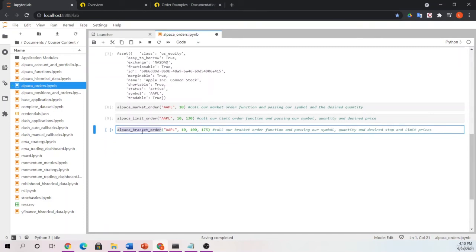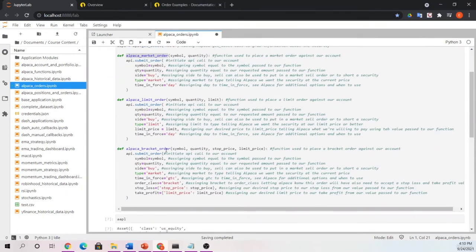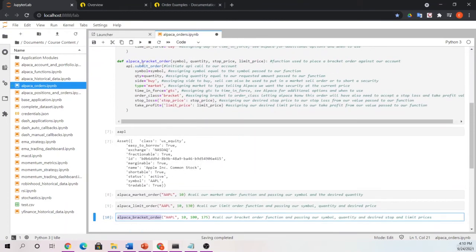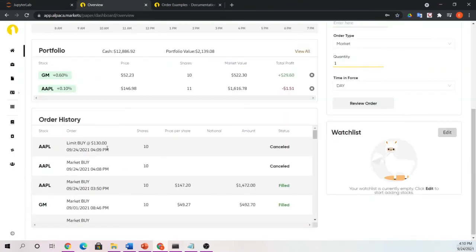So for our bracket order, again, my personal favorite, we're going to pass it a symbol, a quantity, a stop price, or what I'm comfortable taking a loss at, and a profit price, a profit target, or what I'm comfortable selling at. So I'm going to go ahead and execute this, which is going to call our bracket function, pass these values, and then execute this submit order to Alpaca. So now you actually just saw that one come in live.